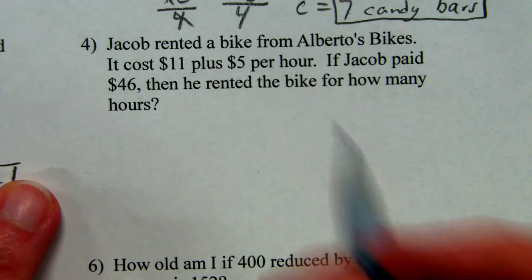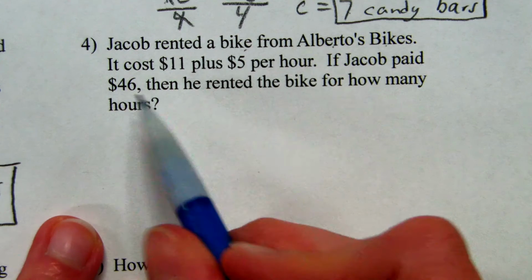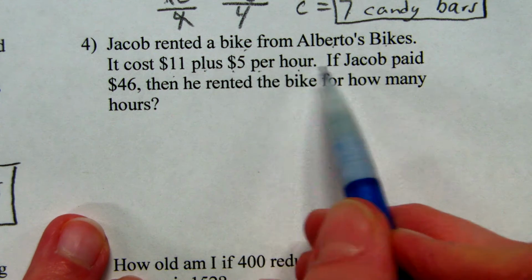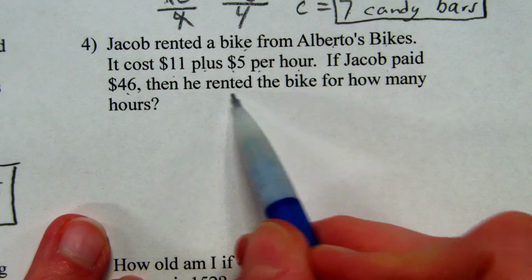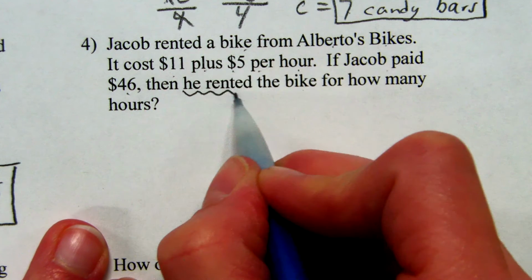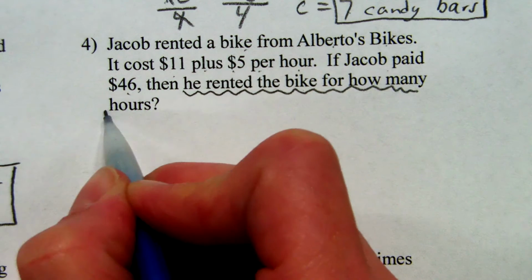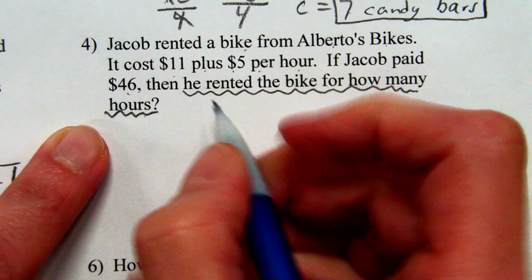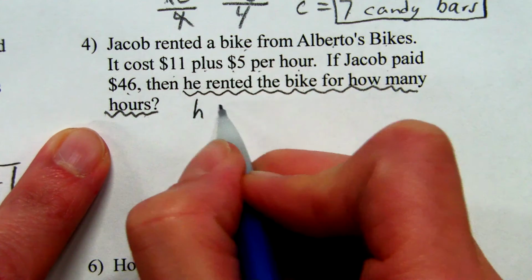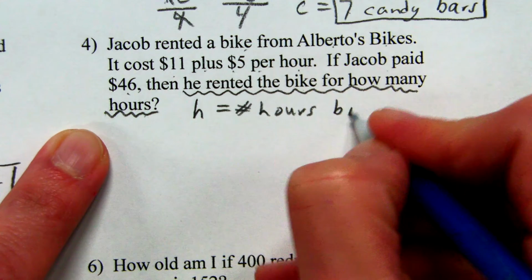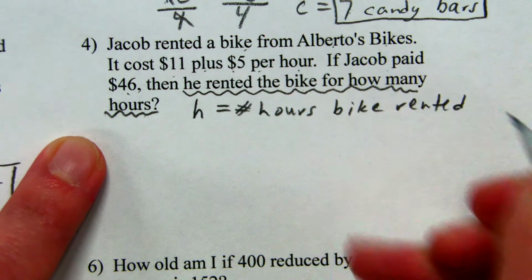All right, let's look at number 4. Jacob rented a bike from Alberto's Bikes. It cost $11 plus $5 per hour. If Jacob paid $46, then he rented the bike for how many hours? So we're looking for how many hours he rented the bike. It's sort of mixed together with information again, but that's what we're looking for. So we're trying to figure out how many hours. So I'm going to assign the variable H to represent the number of hours that the bike was rented.